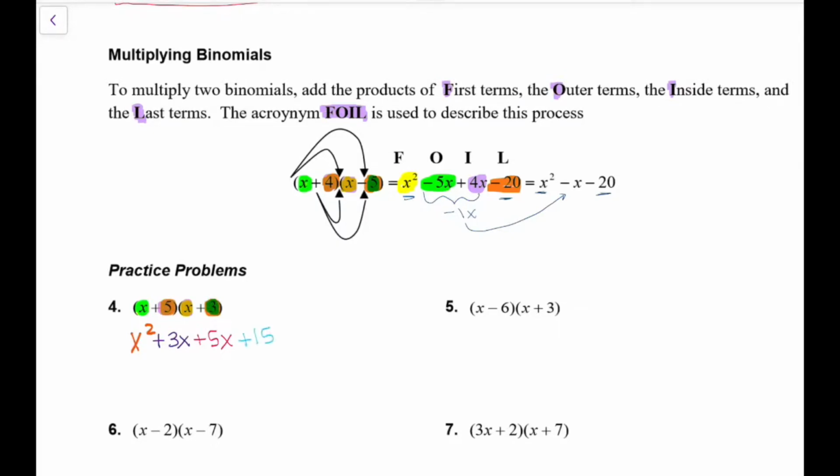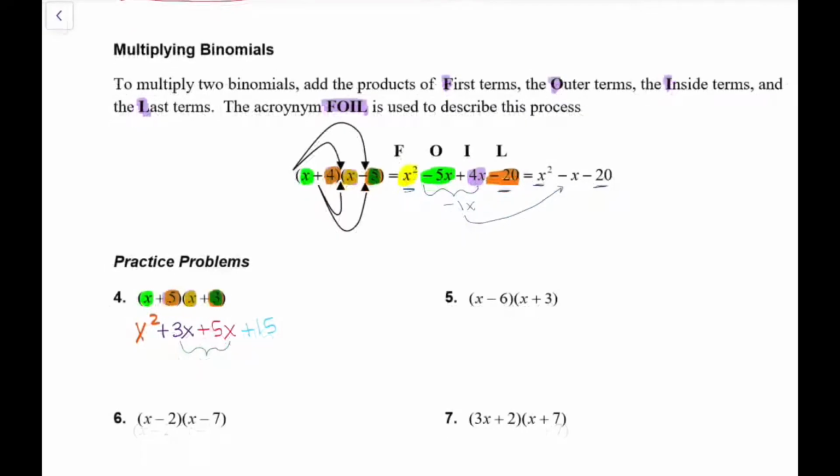Now notice we have 3x and 5x. Those two are like terms, and we can add those together. 5 plus 3 gives us 8x. So our final answer, we just drop down that x squared plus 8x and drop down the 15. And that part in green is our answer.